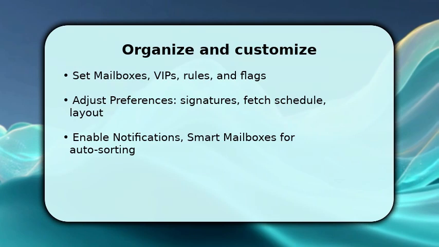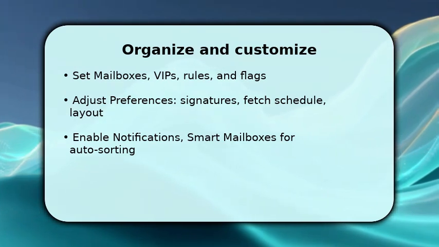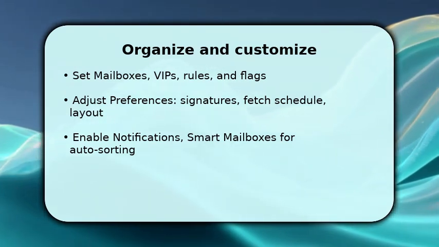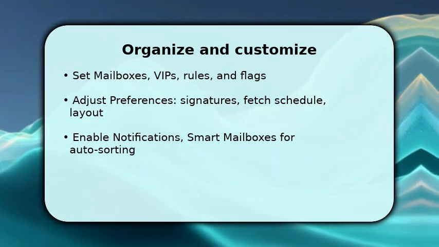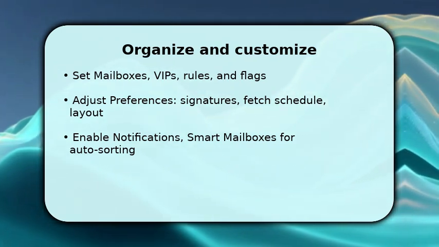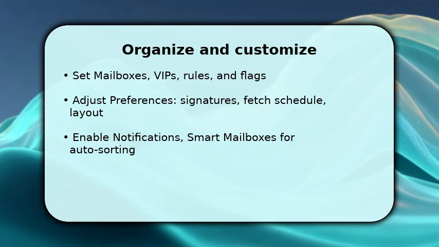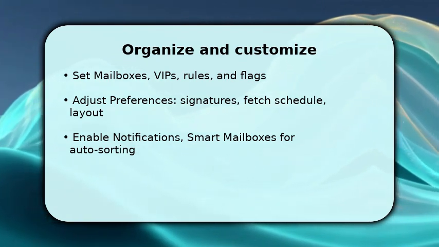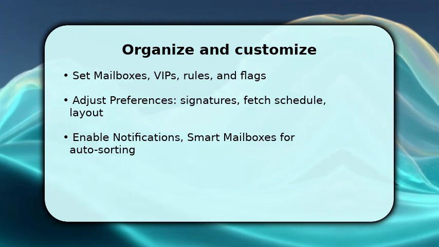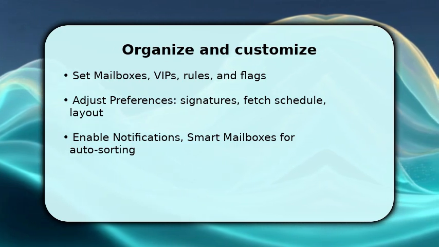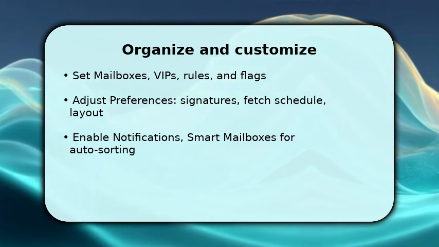Now customize how Mail behaves and looks so you can work faster. Create custom mailboxes and smart mailboxes to auto-sort by sender, subject, or date, and designate VIPs for priority alerts. Open Preferences to set signatures for each account, choose Fetch Schedule or Push, and configure message threading and preview lines. Also set rules to auto-move, flag, or forward messages.